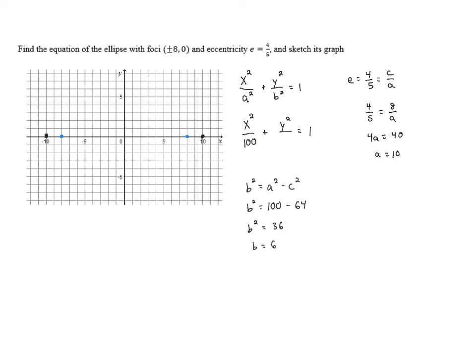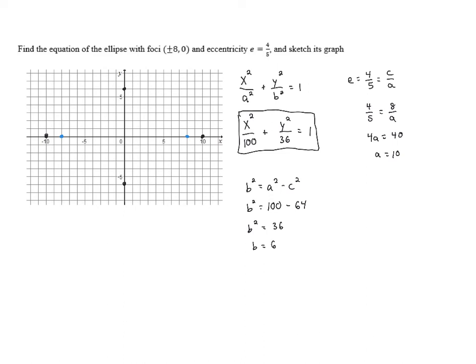So that tells us two things. First of all, our y-intercepts are going to be at plus or minus 6. And then also the denominator on the y squared is b squared, which is 36. So here we have the equation of the ellipse.